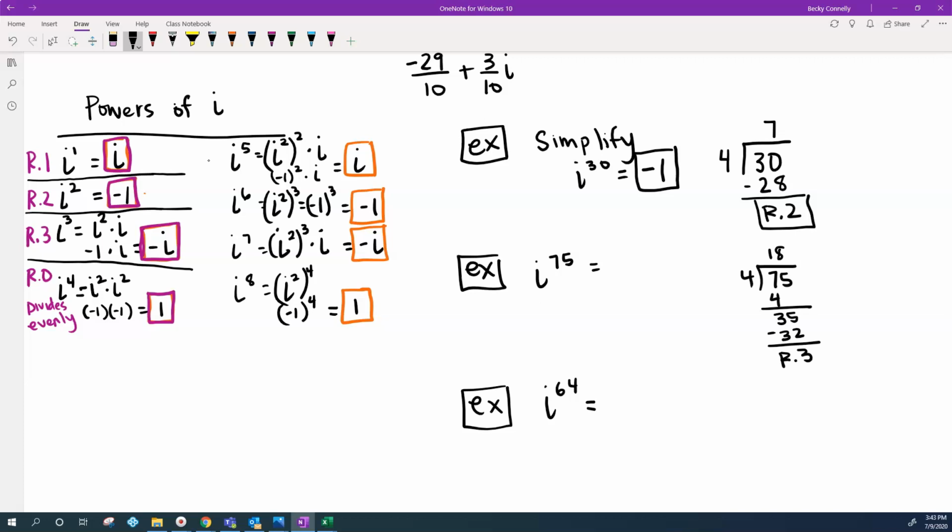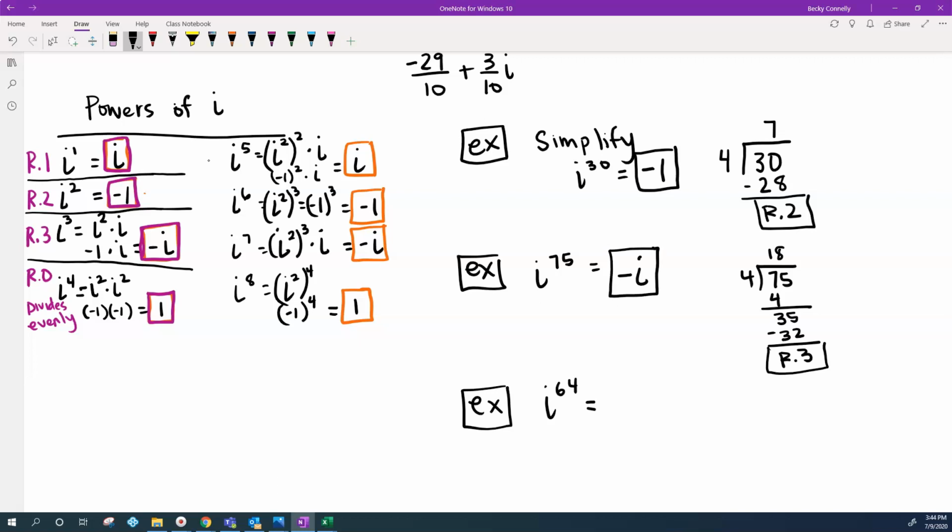Okay, so when you did that i to the 75th power, 4 divides into 75 18 times, but we don't care about how many times it divides in. We care about this remainder down here. So we have a remainder of 3. And that means it must be a -i, is how that would simplify. So -i would be my answer there.